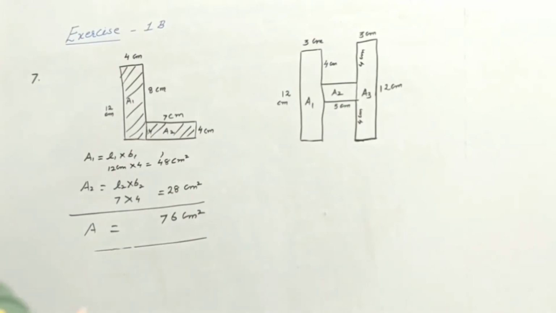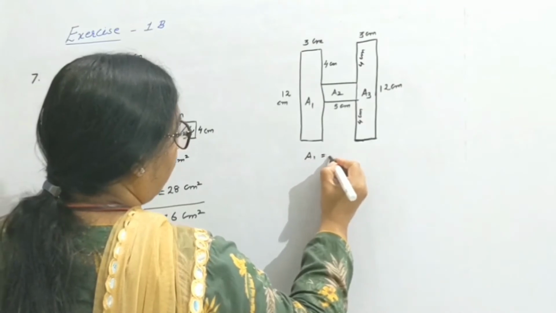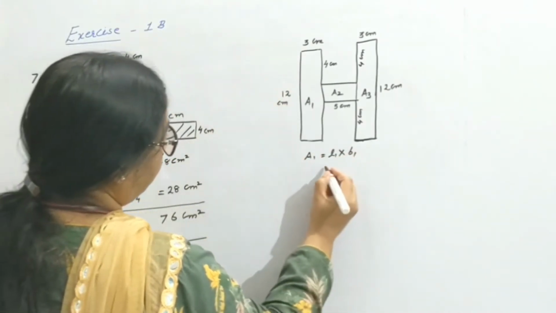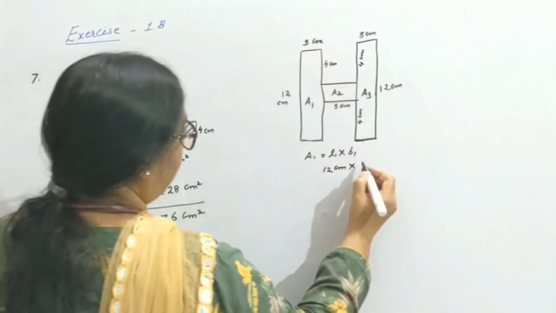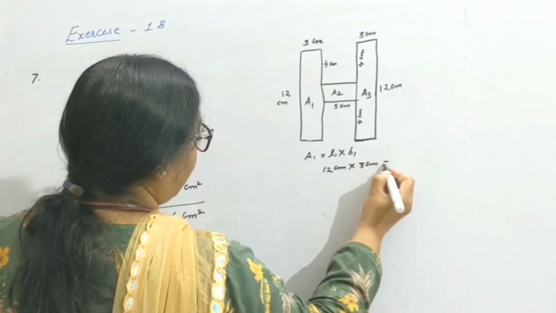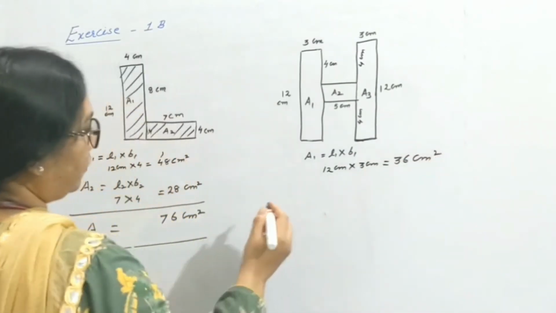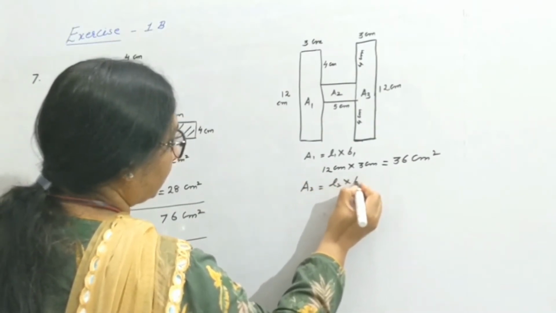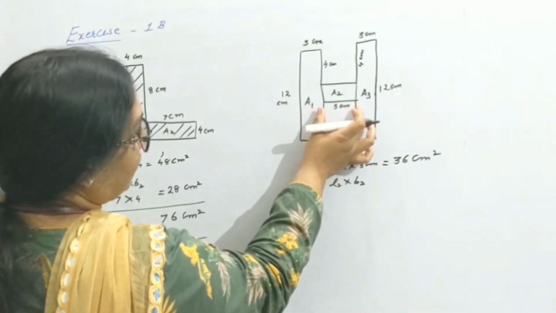So let us find first area 1. Area 1 equals length 1 into breadth 1. What is L1? 12 centimeter into breadth 3 centimeter. So what is the area, length into breadth? 36 centimeter square. Now let's find area 2. Area 2 is length 2 into breadth 2. Here the length is the longer side which is 5 centimeter.